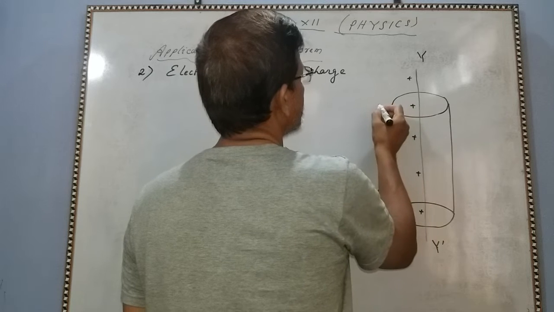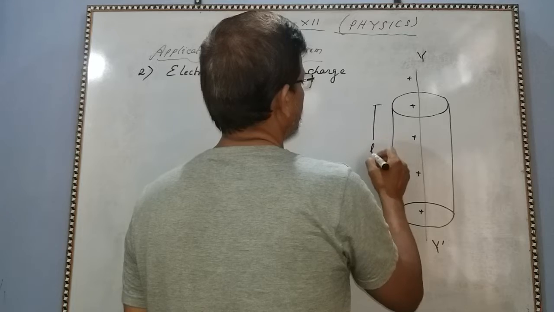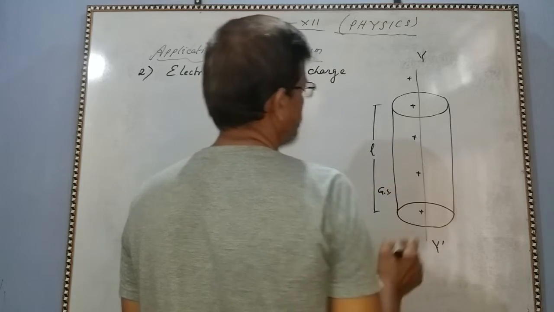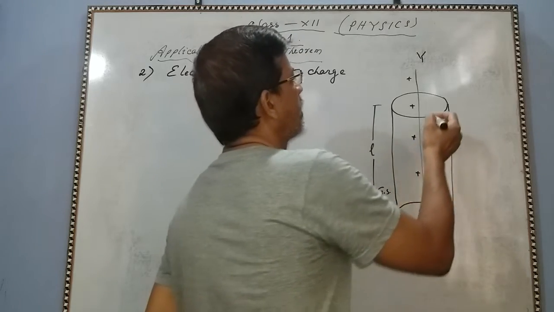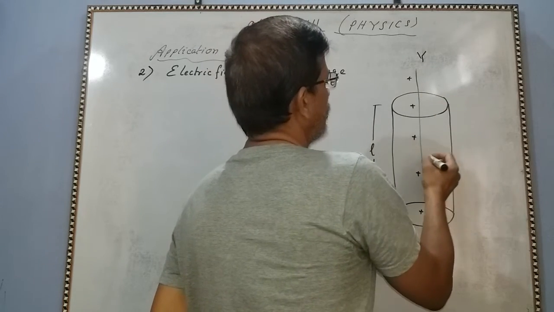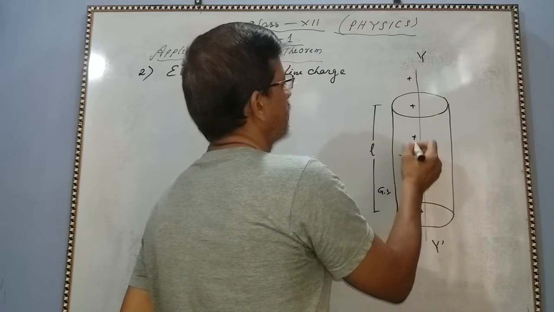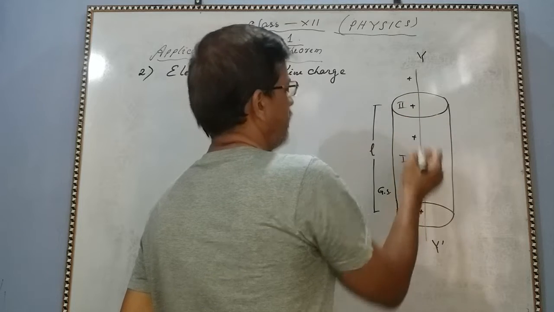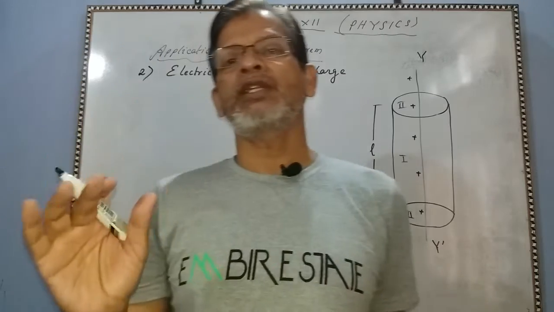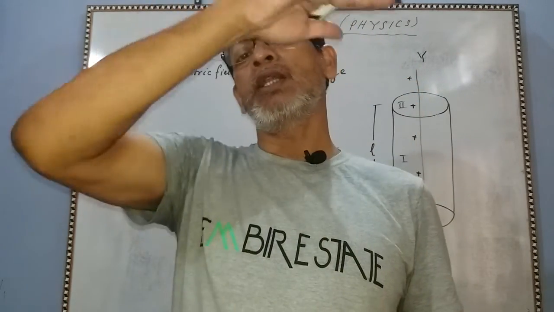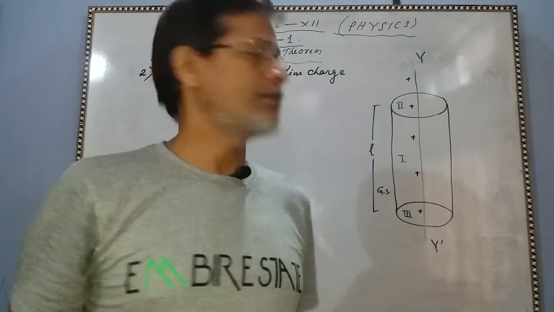Now, say its length is L, the length of the Gaussian surface. And we have divided this into three parts: part 1, part 2, part 3. That means a cylinder has three parts. One is the curved surface, and the other two are plane surfaces, upper part and lower part. This is the curved surface.